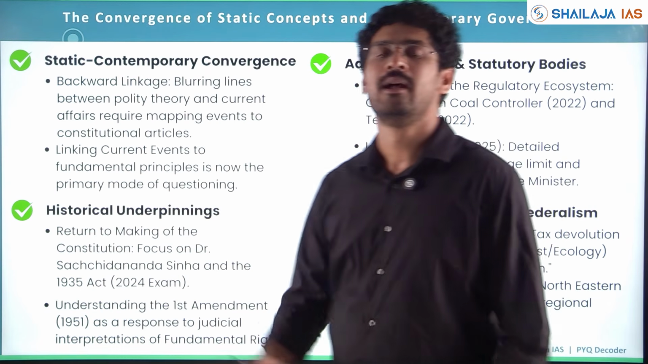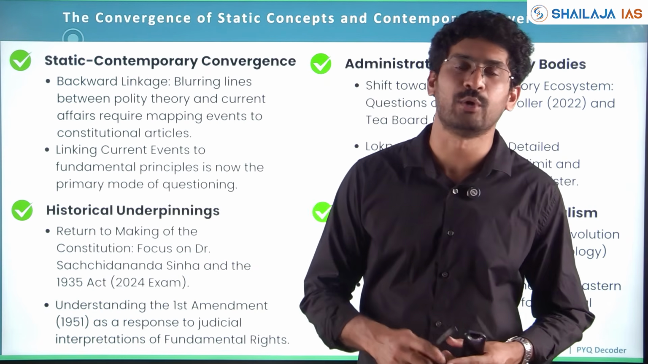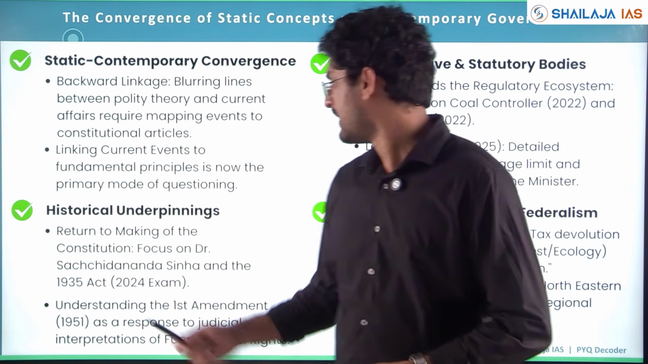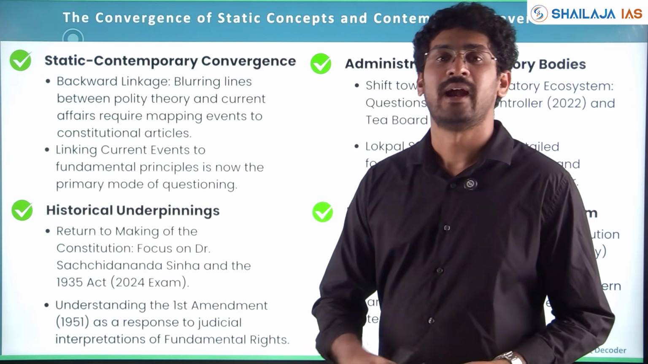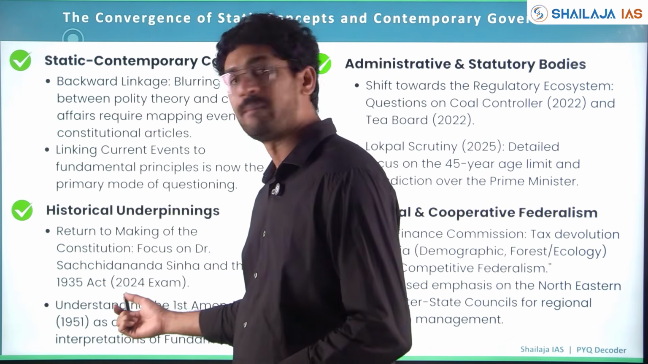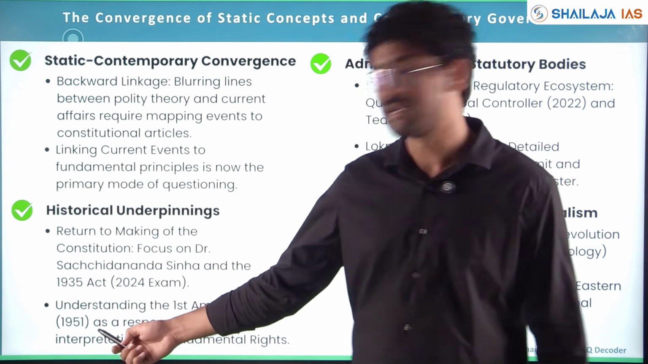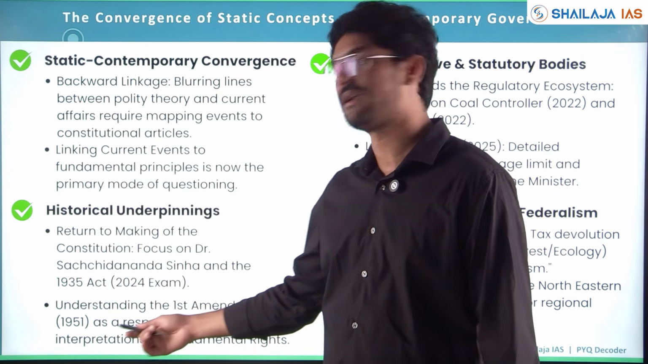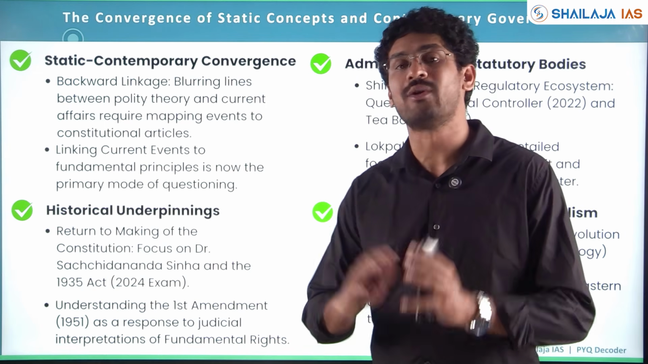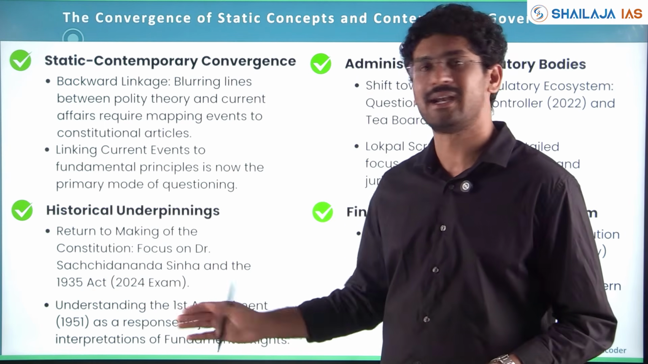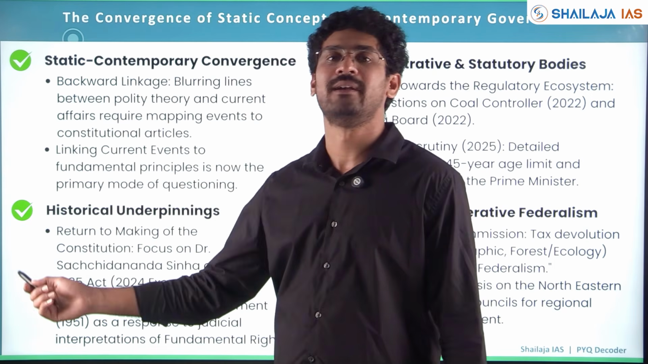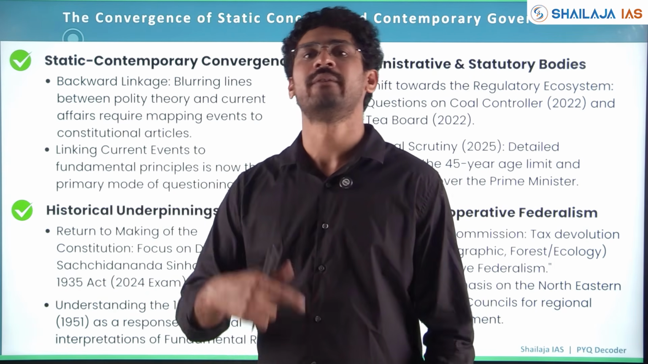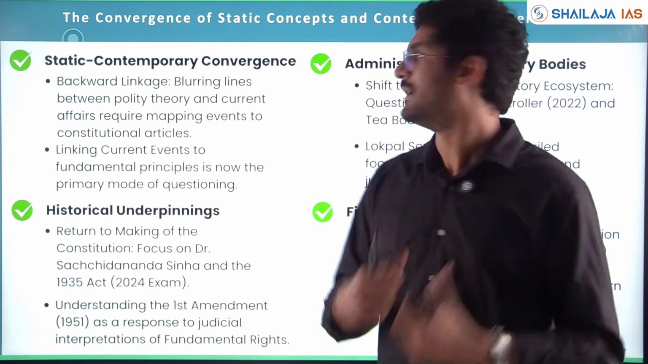Next, historical underpinnings, the evolution of political parties and the Acts, right? The British Acts have been asked, and the making of the Constitution, the questions have come. Recently, I think the First Amendment was important to override the judicial thing, that I think UPSC had set aside that question, but it is coming from the historical underpinning and evolution of Indian polity after independence.